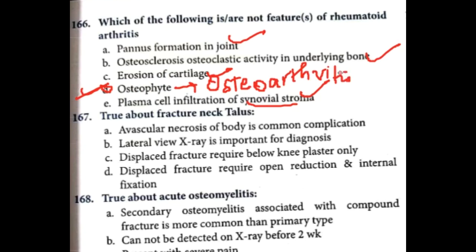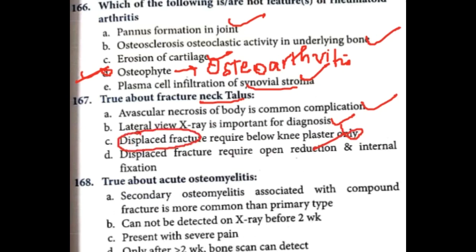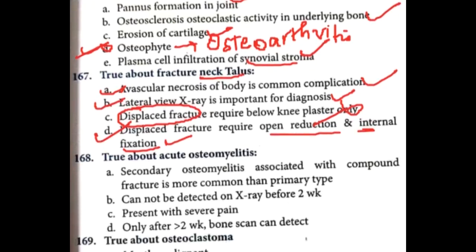Okay, next question. True about the neck of talus: avascular necrosis of the body is the common complication, true. Lateral view X-ray is important for diagnosis, true. Displaced fracture requires below knee plaster only? Remember, any time there is a displaced fracture, you will have to do open reduction and internal fixation. So the answers are: avascular necrosis of the body is a common complication, lateral view X-ray is important for diagnosis, and displaced fracture requires open reduction and internal fixation.